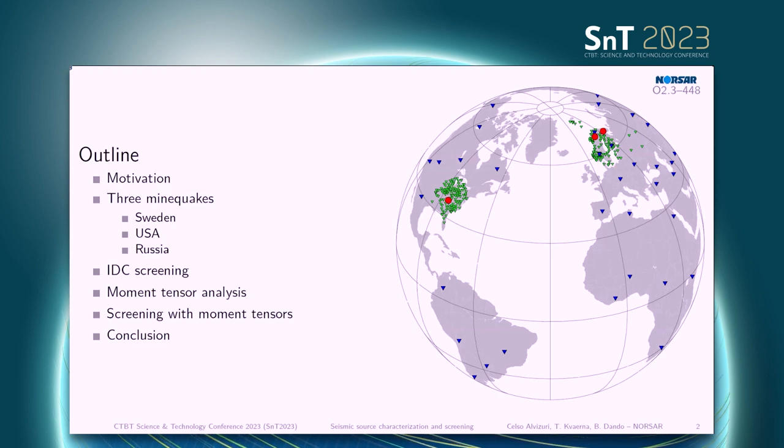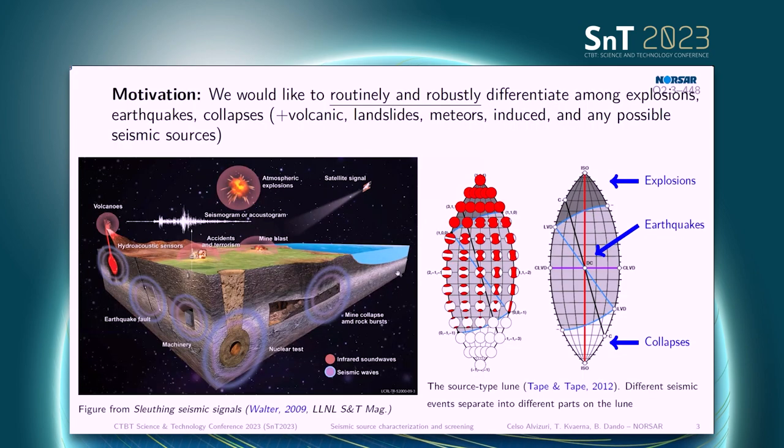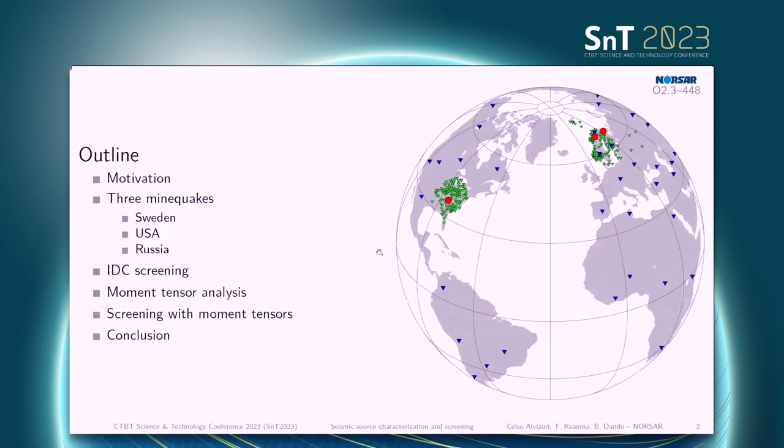So the three events that I will be focusing on are, I guess the pointer doesn't work. The three circles that you can see are in the Eastern United States, and the green triangles are the open stations that are available at the time of these events. The two other events are somewhat close to each other. One is in northern Sweden, the third one is in northwest Russia in the Kola Peninsula. And the blue triangles are IMS stations.